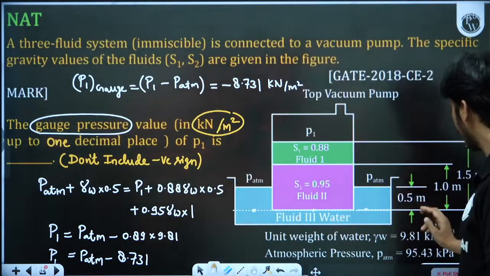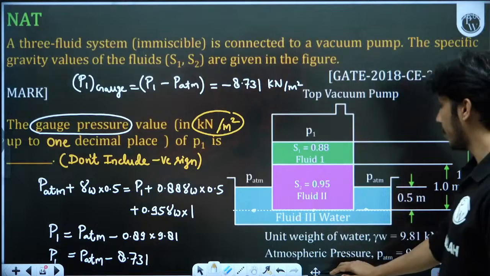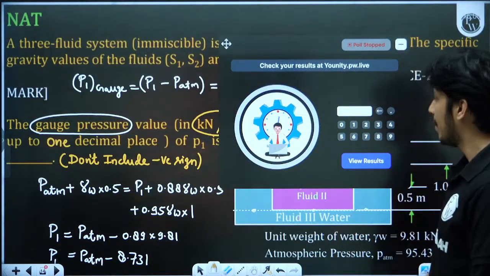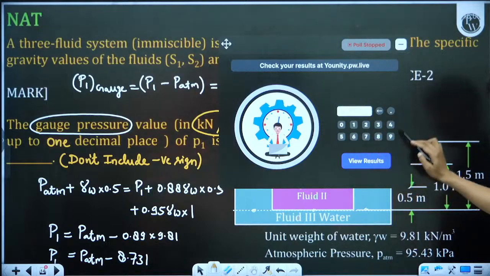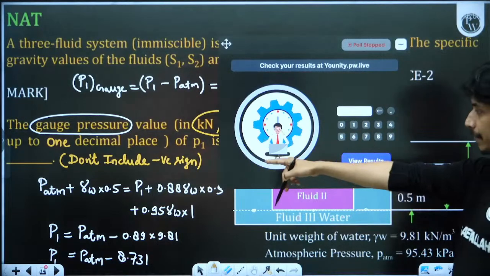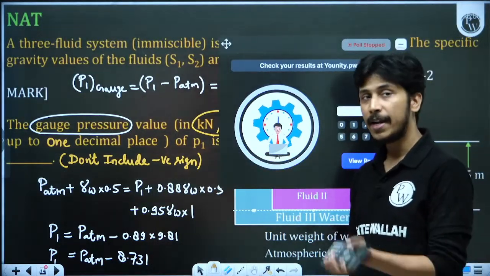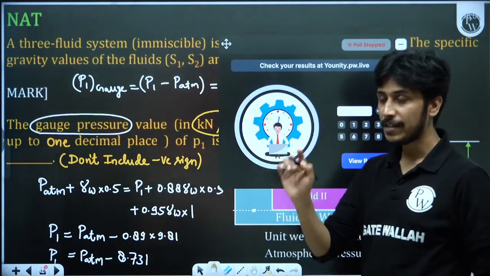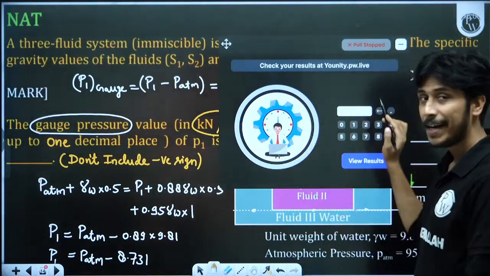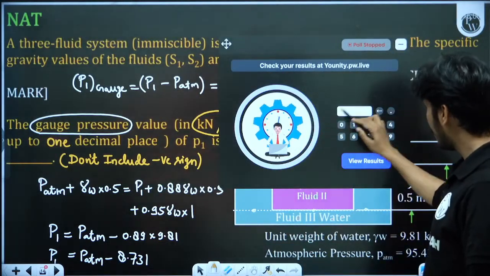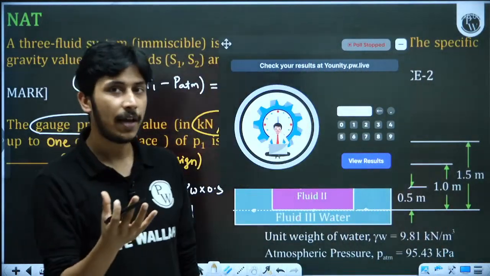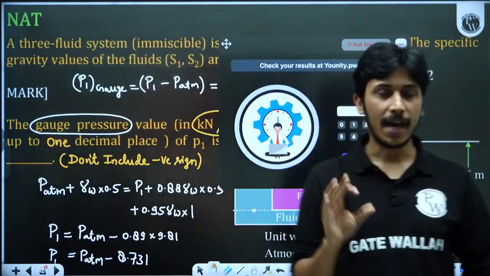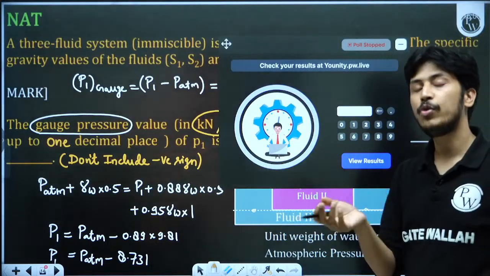So we will give the answer as 8.7, because I have asked for one decimal place, but it is negative. In GATE you will give the answer as negative. Here I don't have any option for negative, which is why I said don't include the negative sign. But in GATE, if the same question is asked, you have to first click on the negative sign. Here the negative sign is not there, but in the GATE exam, because some students have never taken GATE before, I am telling you there is also an option to put the negative sign first.